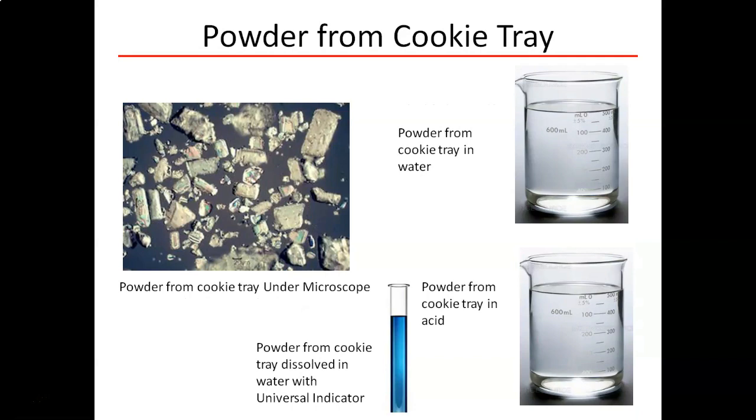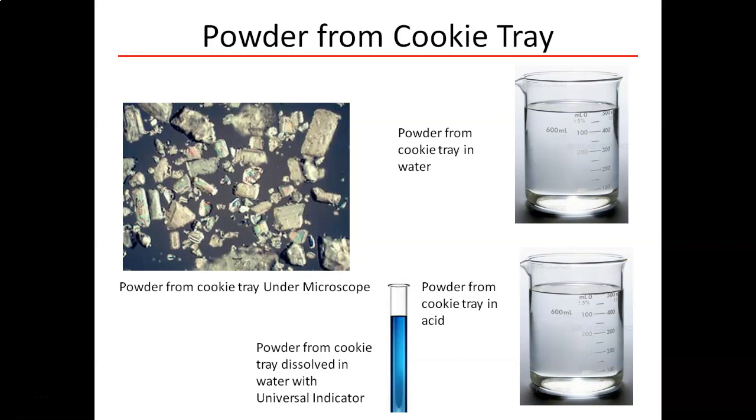And finally, the powder that was on the cookie tray. We have the powder under a microscope, so you can get its color, clarity, and shape of the crystal. Then when we add it to water, when we add it to acid, and finally to universal indicator. Now that you have your observations, you can use these to identify the professor that took the cookies. Remember, you're using the physical and chemical properties that we're looking at here. Use the information from the previous two lessons to identify which ones are physical and chemical properties.